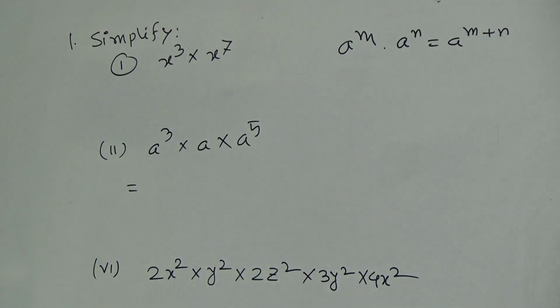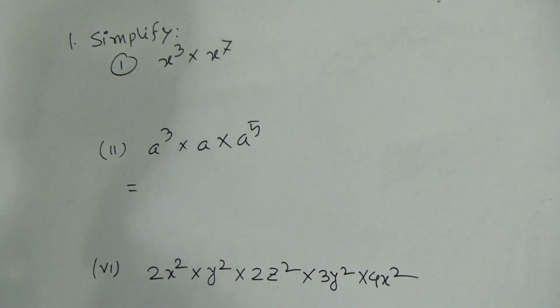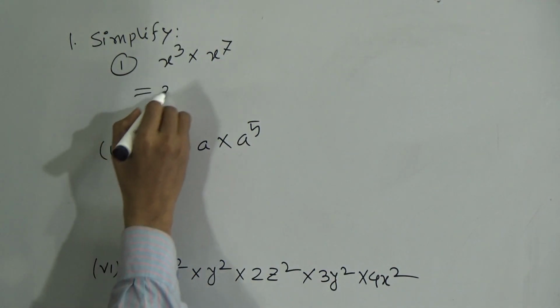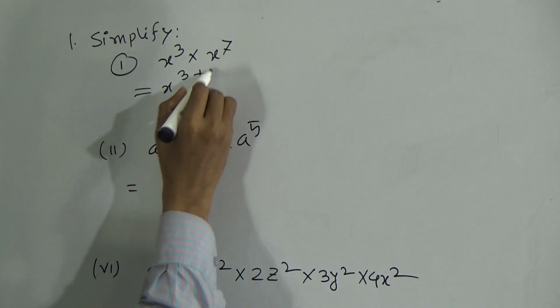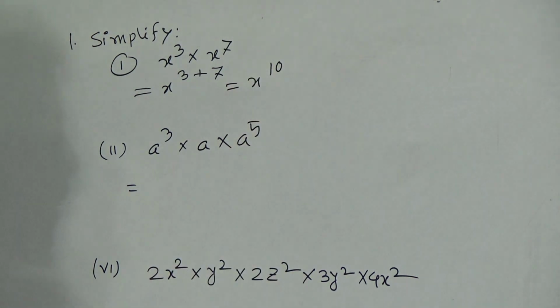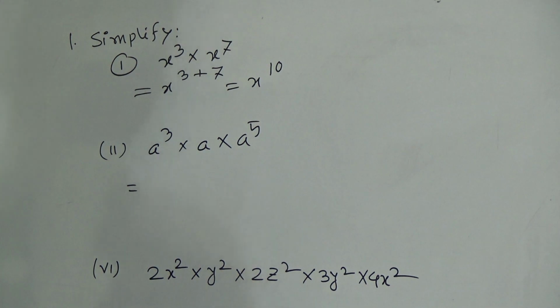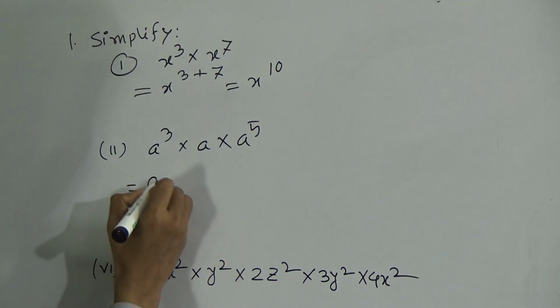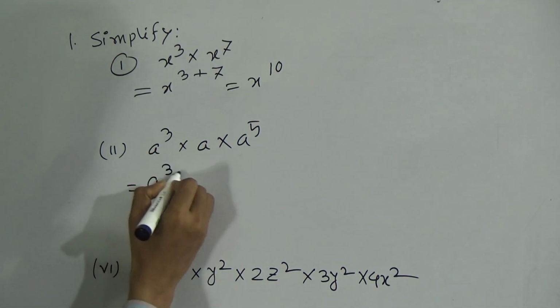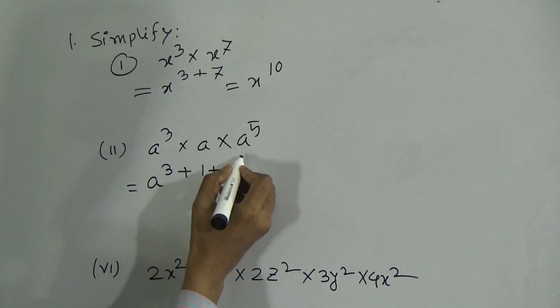According to this formula, we have to simplify this. This is equal to x power 3 plus 7, which is x power 10. Okay, this is the simplified result. 3 plus 7 equals 10. Now, similarly, a power 3, here power is 1 and here power is 5.